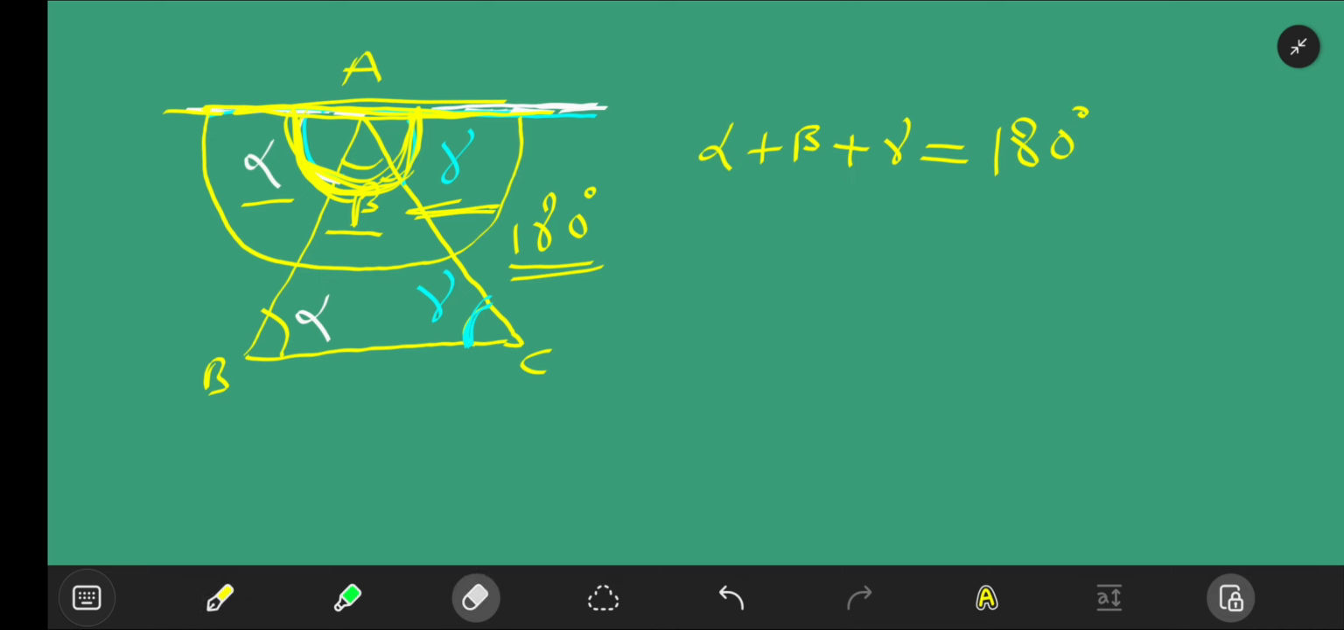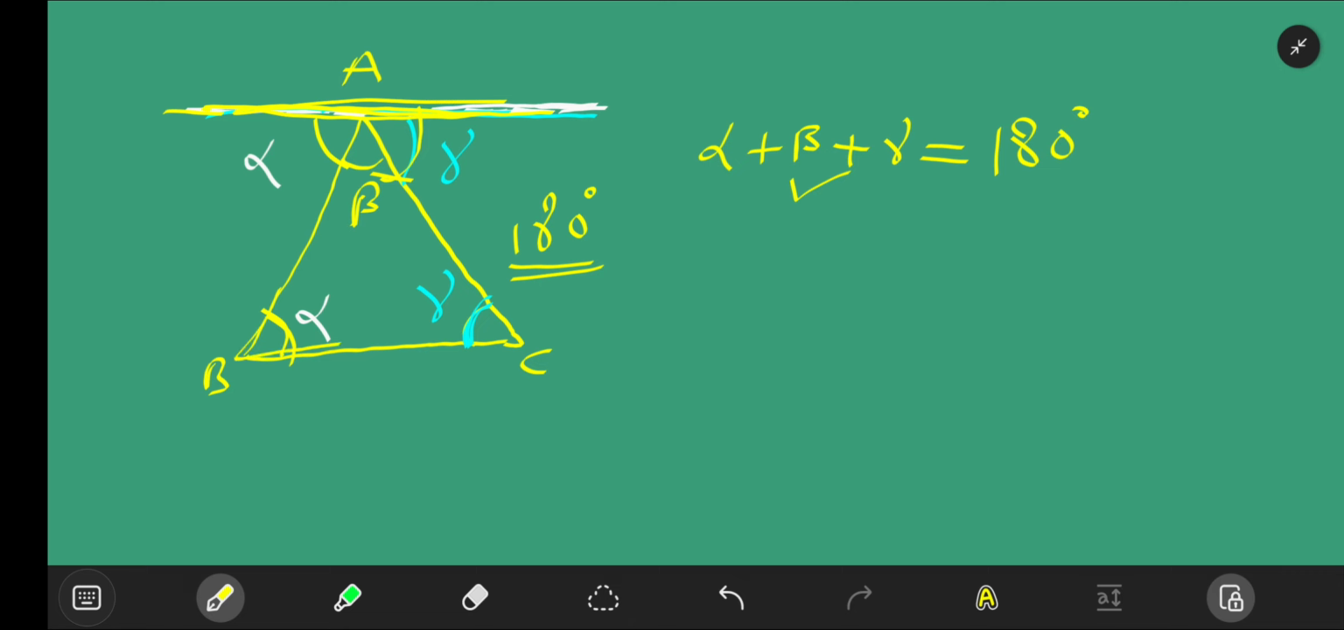Okay. Now this inside angle, this angle is beta. So beta is there here. This angle B is alpha, so alpha is there here. This angle C is gamma, so gamma is there. So the sum of interior angles of a triangle, alpha plus beta plus gamma, is equal to 180 degrees. Yes or no? Hence proved.